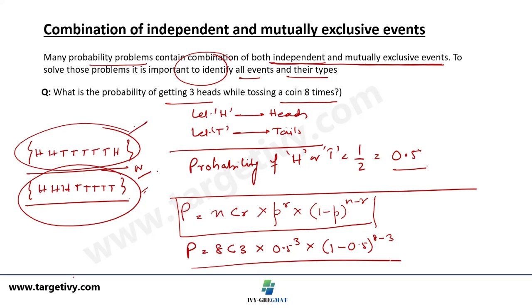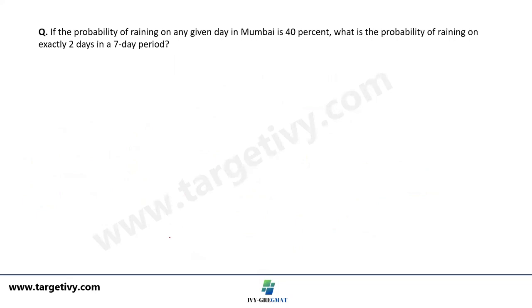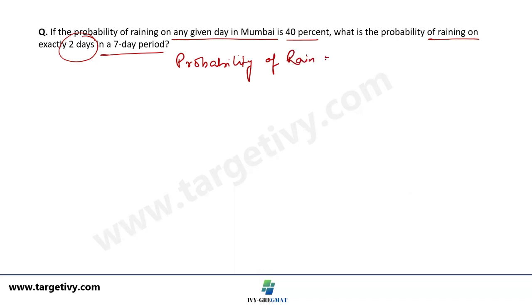Okay. Let's do a sum which will make it easier. Let's see. The probability of rain on any day in Mumbai is 40%. What is the probability of raining on exactly 2 days in a period of 7 days? So in a week, 2 days of rain are expected. If the probability of rain is 0.4, or 40%, whatever.